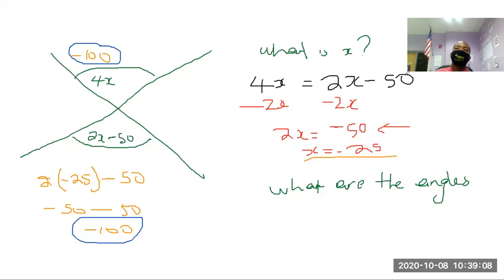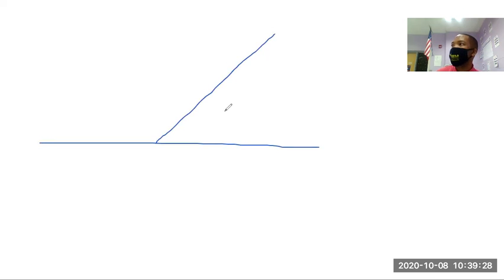That's how we combine our vertical angles when we're solving for them, and also figuring out what the x values are. We're going to do one more example, but this time with a straight angle. So for instance, I have my straight angle, but I'm going to intersect it with this line. I'm going to say this right here is 3x minus 2.